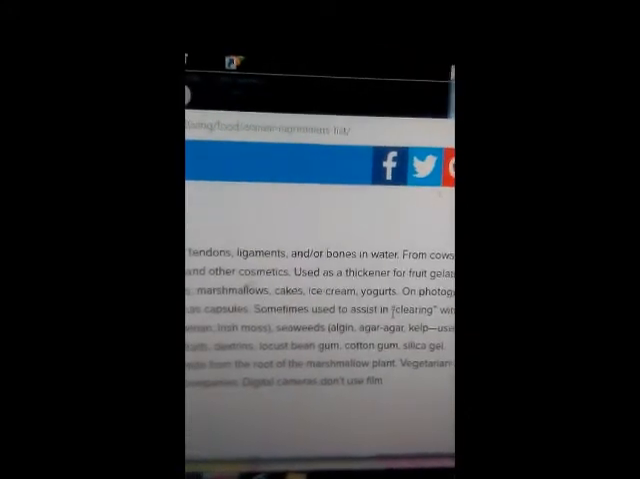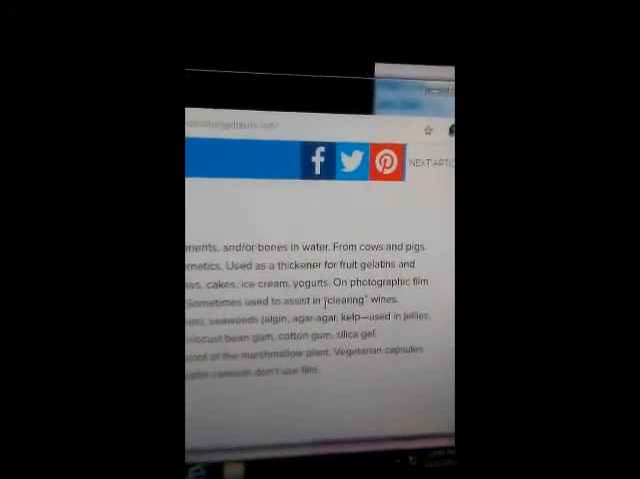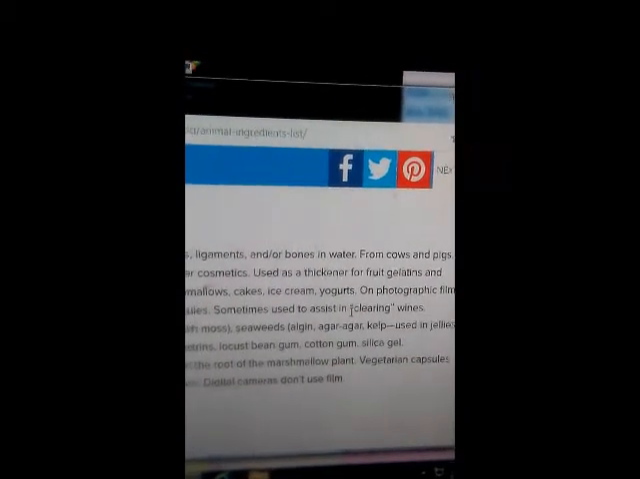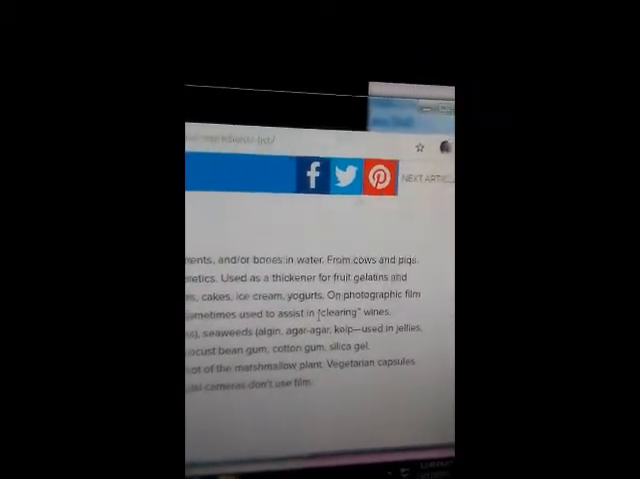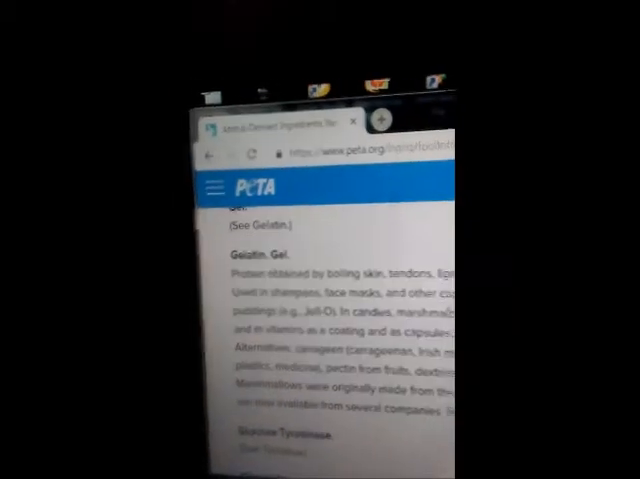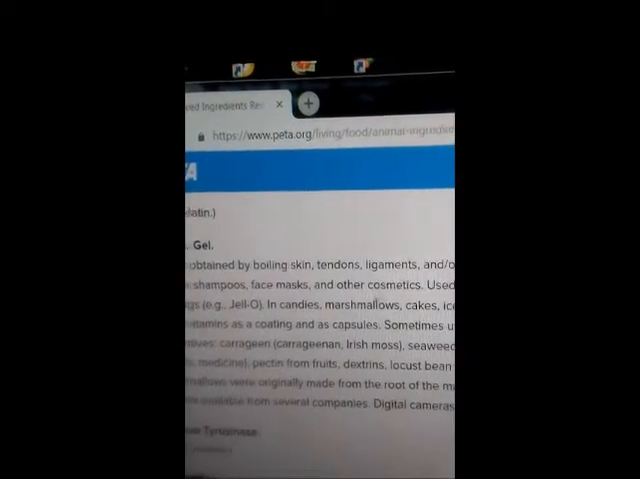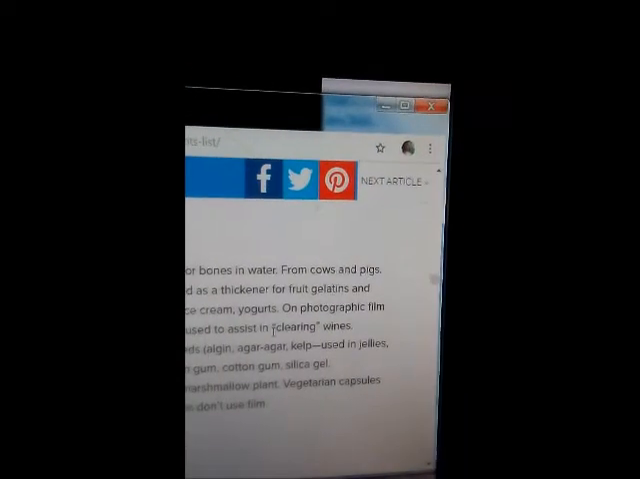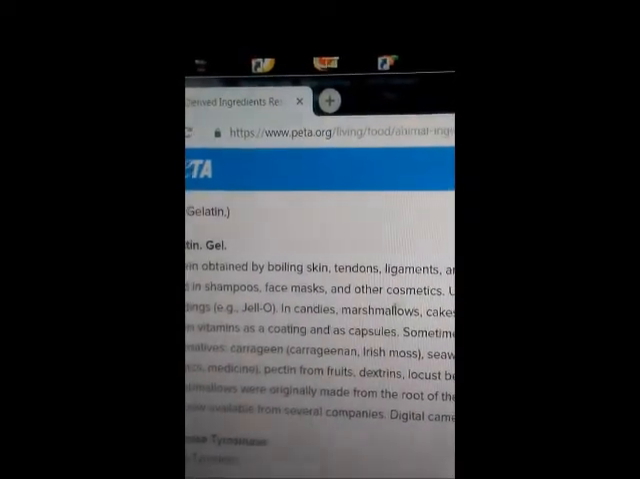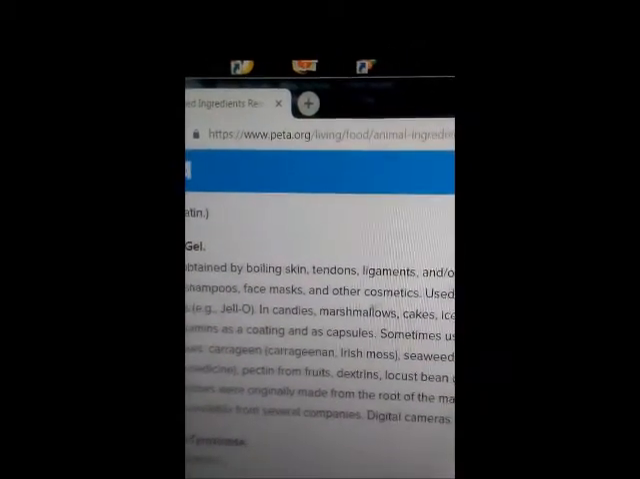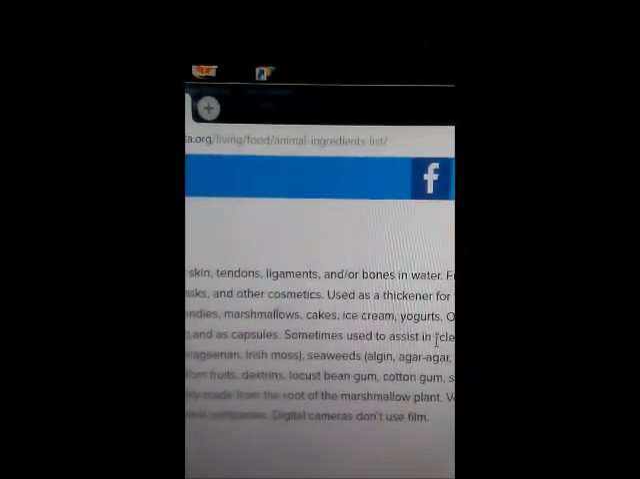So this is the protein and the fat boiled from the body and skin of the animals, and then they put it in these products. Used in shampoos, face masks, and other cosmetics. Used as a thickener for fruit gelatins and puddings. Jello, okay? In candies, marshmallows, cakes, ice creams, yogurts. On photographic film, and in vitamins as a coating and as capsules, sometimes used to assist in clearing wines.